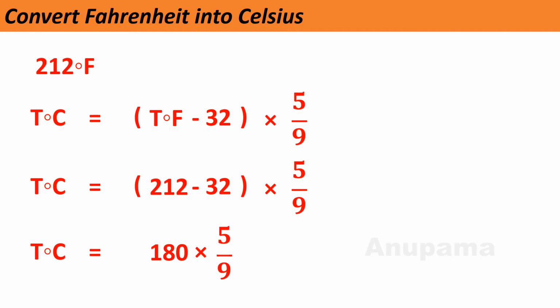Now how will you solve this? It is very easy. 9 ones are 9 and here 9 twos are 18. Just multiply 5 and 20 and you will get 100 degrees Celsius. It means 212 degrees Fahrenheit is equal to 100 degrees Celsius.